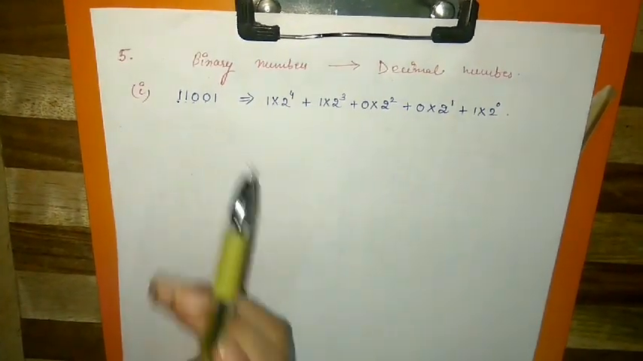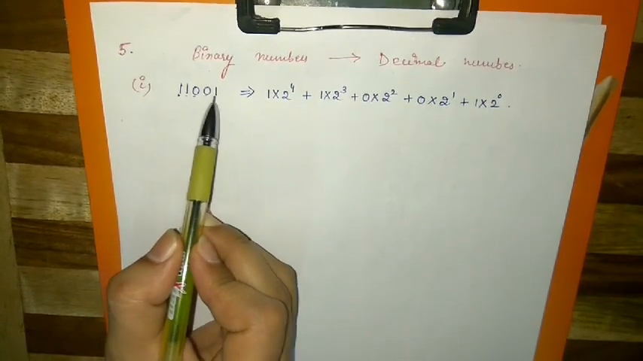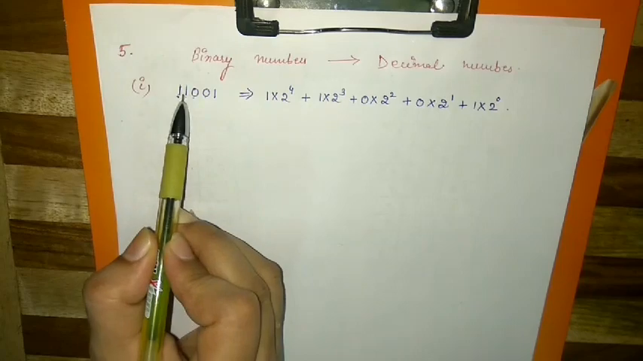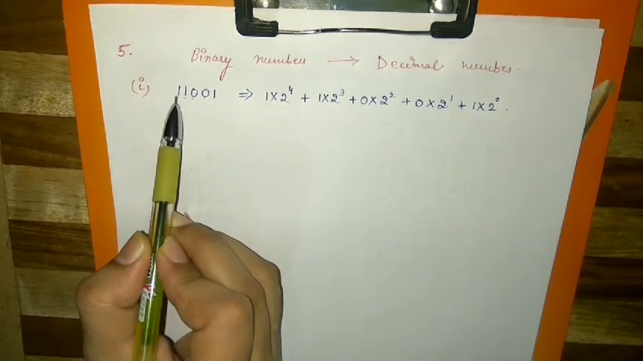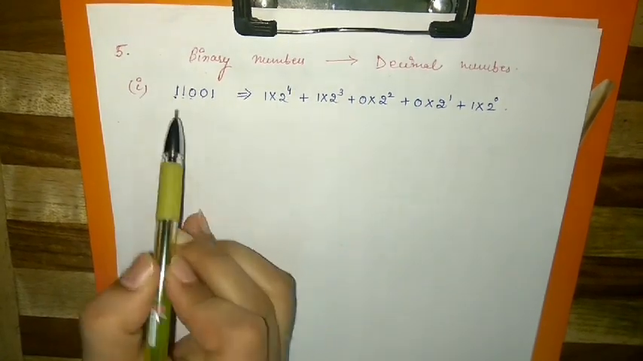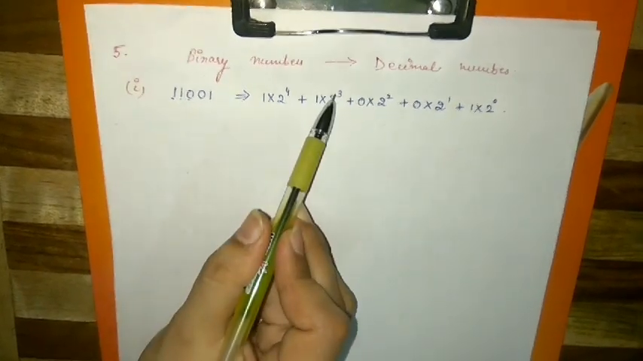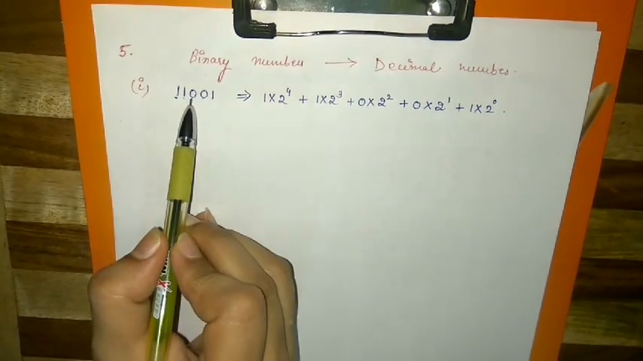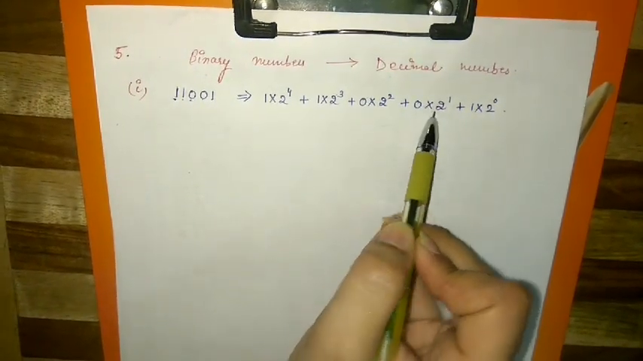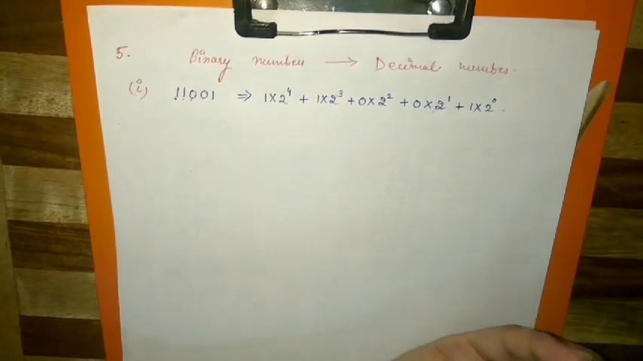Okay, so firstly, what do you have to do? You have to count the digits, from 0 1 2 3 4. Okay, then individually, 1 multiplied by 2 to the power 4, then plus 1 multiplied by 2 to the power 3, then plus 0 multiplied by 2 to the power 2, then plus 0 multiplied by 2 to the power 1, and so on till 0 you have to count it out.